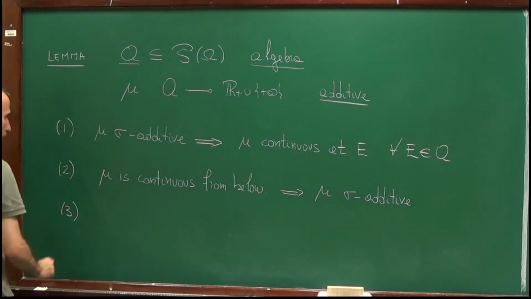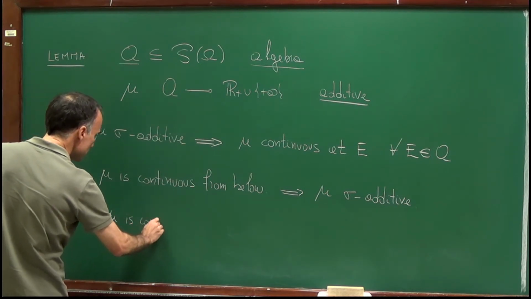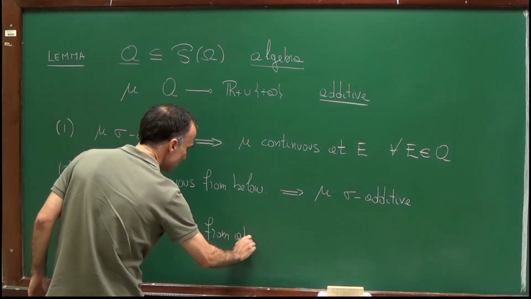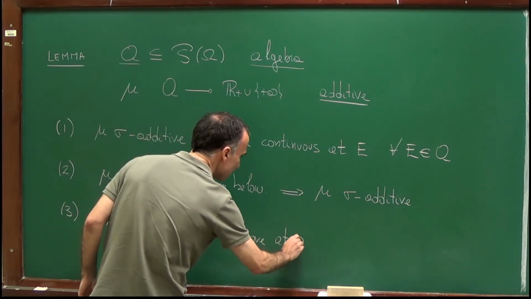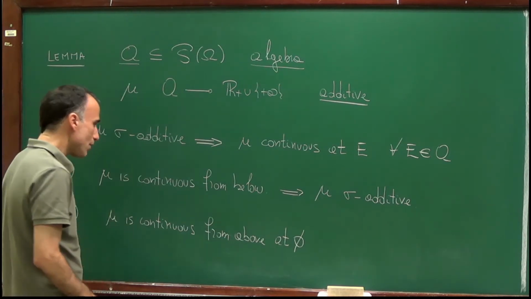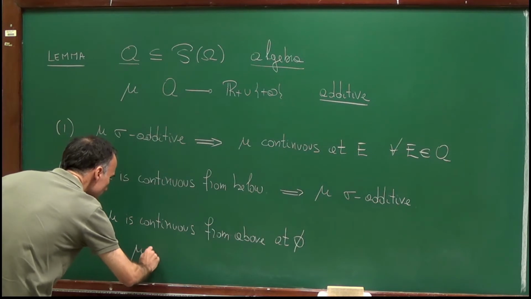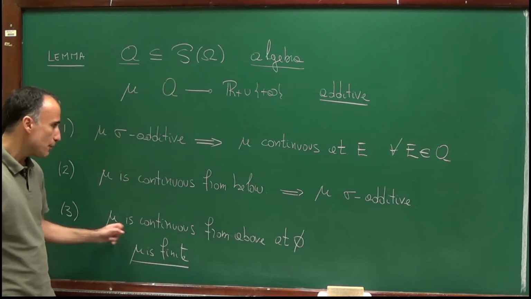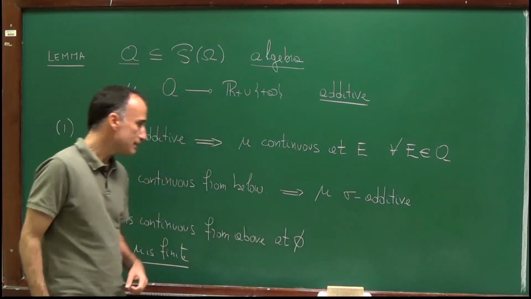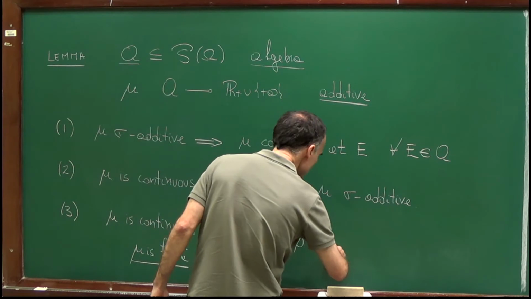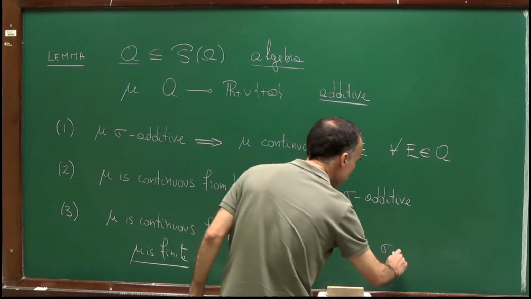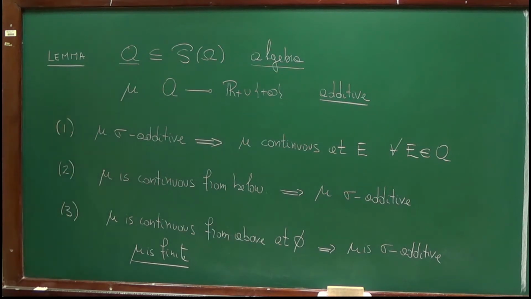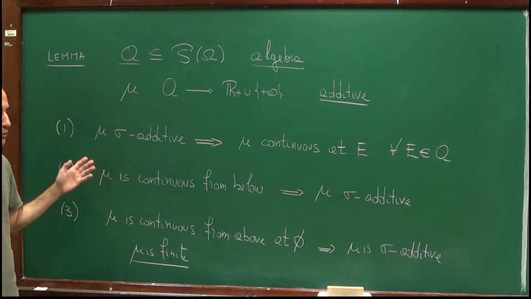And finally, let's assume that mu is continuous from above at the empty set. Here I will require, and I will comment on that later, that mu is finite. So it's continuous from above, but here we require continuity from above only at the empty set. And if mu is finite, then I claim that mu is again sigma additive. So this is the lemma which will be used several times later and which I will prove now.